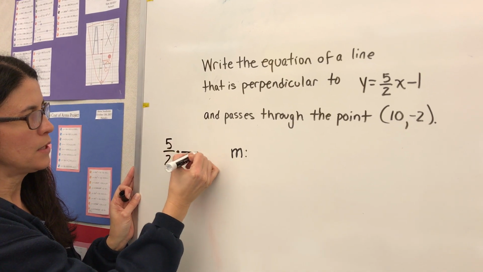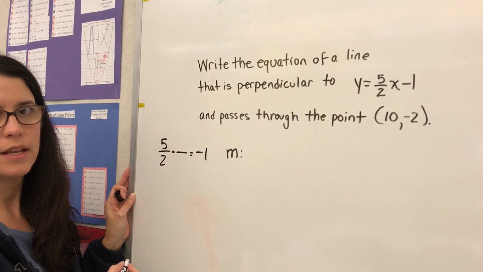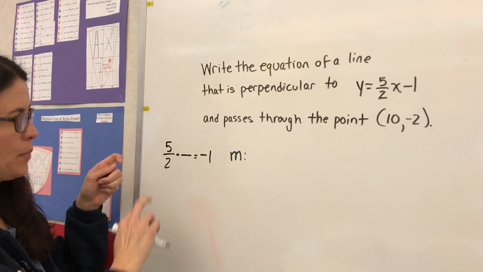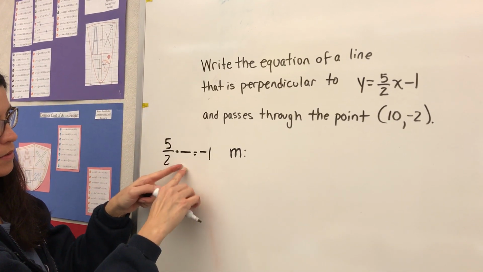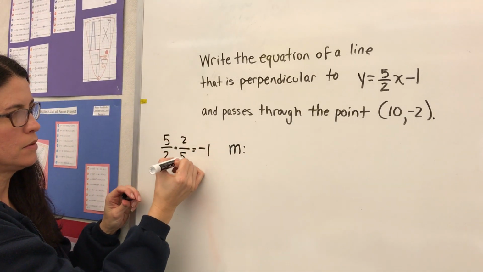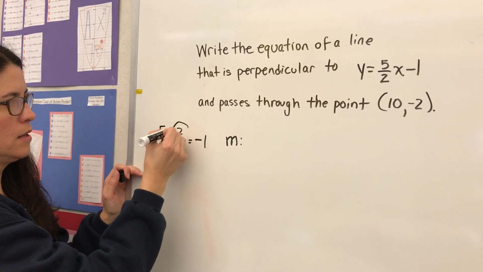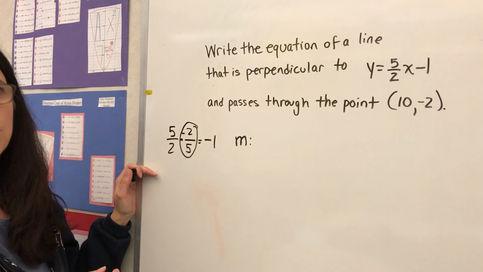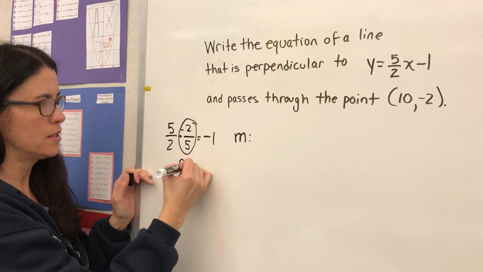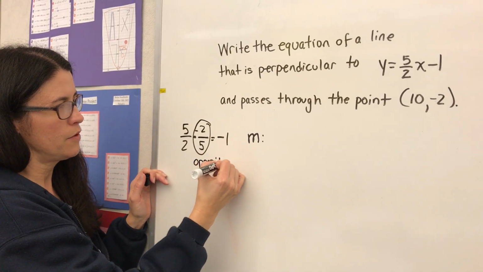And you might recall that when lines are perpendicular, their slopes, if I multiply them together, will have a product of -1. So for that to happen, this slope is going to have to be the reciprocal, but it's also going to have the opposite sign. So this is what I'm looking for. And you guys remember we called it the opposite reciprocal.